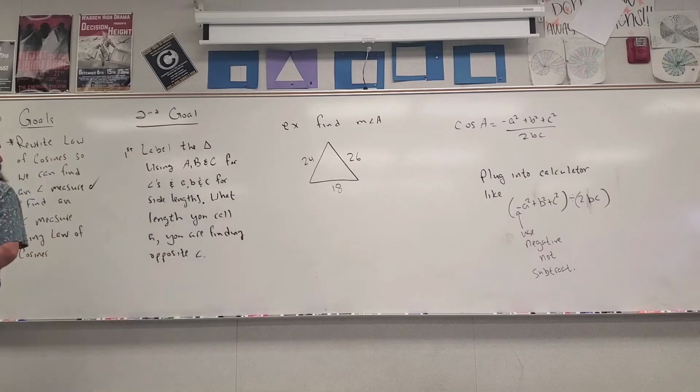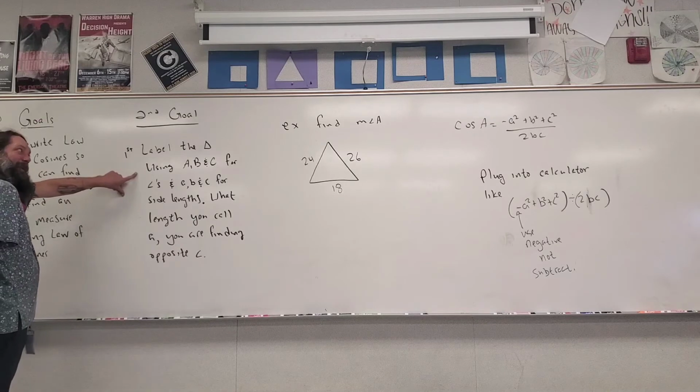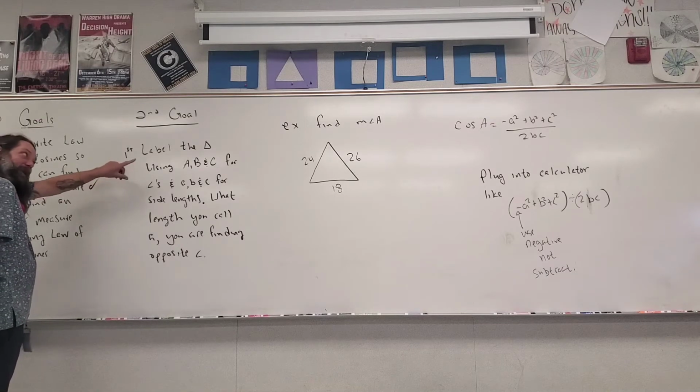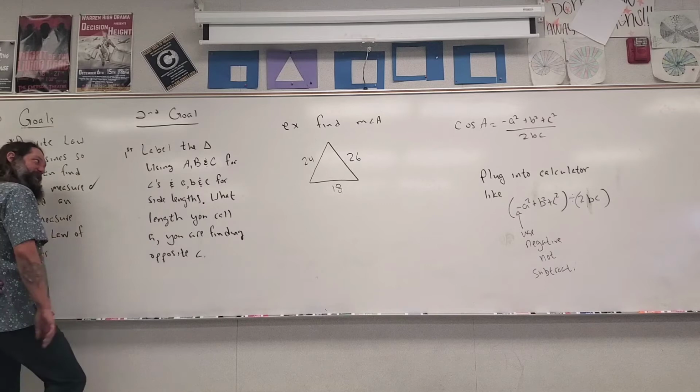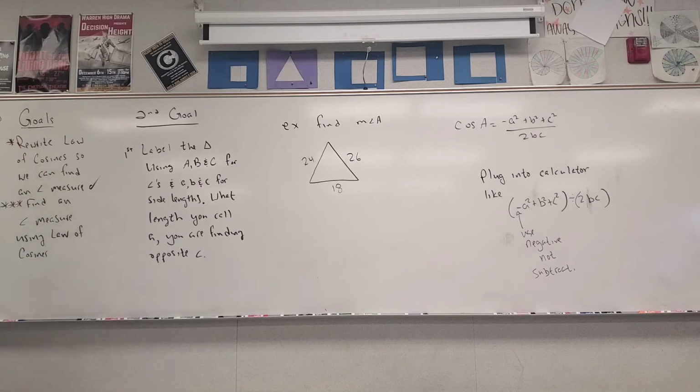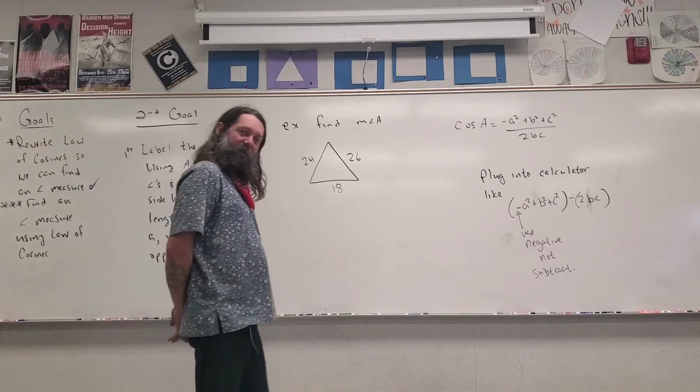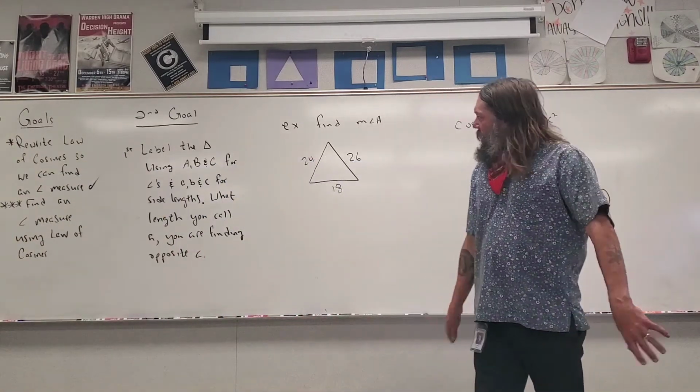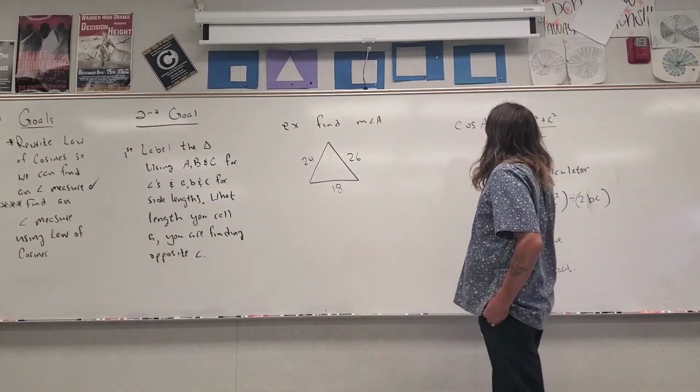Okay, so let's go ahead and jump into our second goal, and it's finding an angle measure using the law of cosines. We're going to label the triangle using capital A, B, and C for the angles, and lowercase a, b, and c for the side lengths. Whatever we call A for the length, we're finding its opposite angle measure.